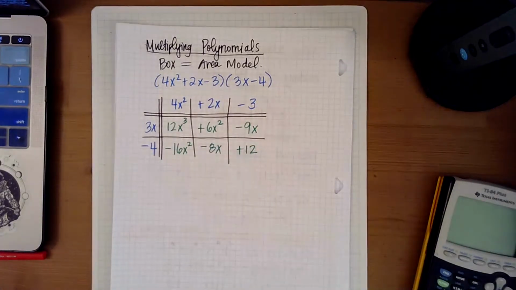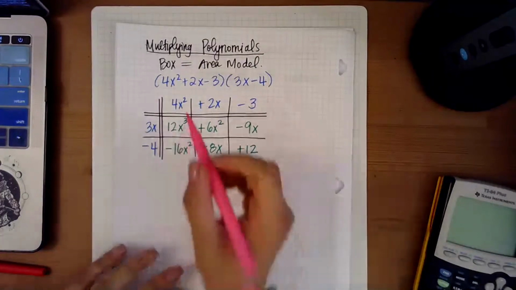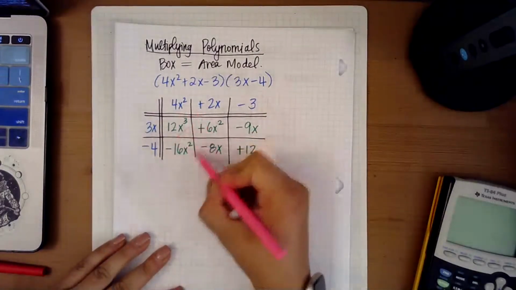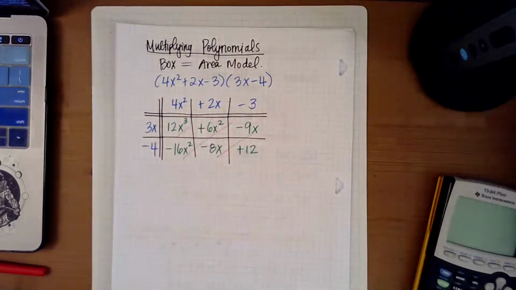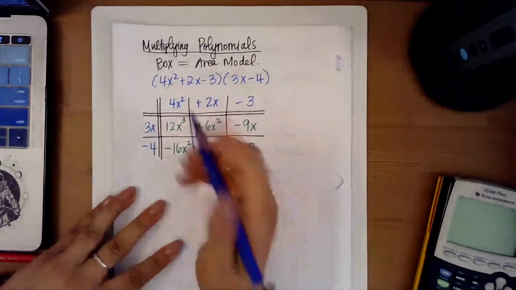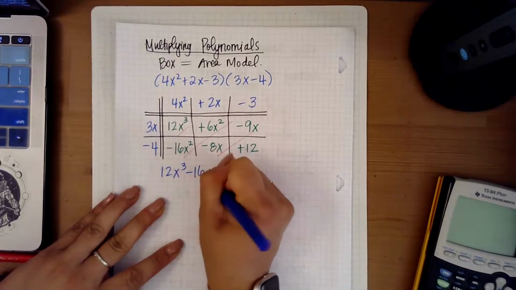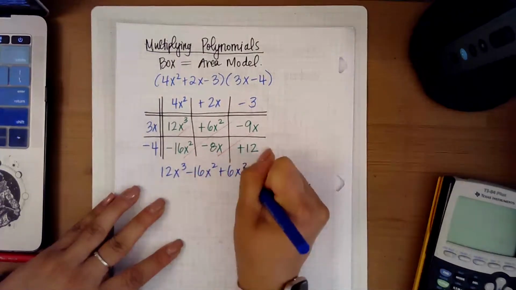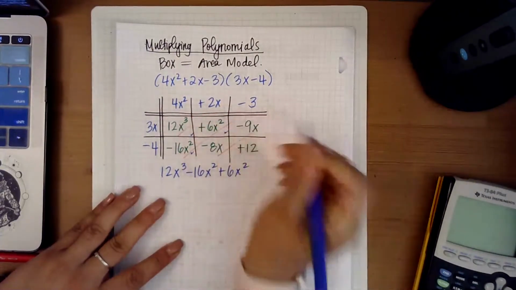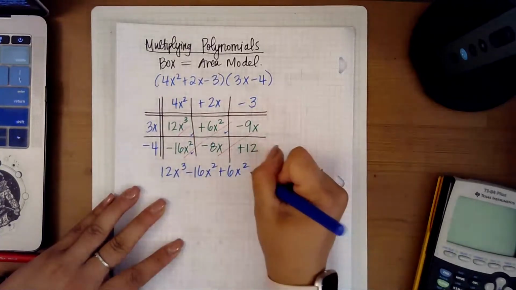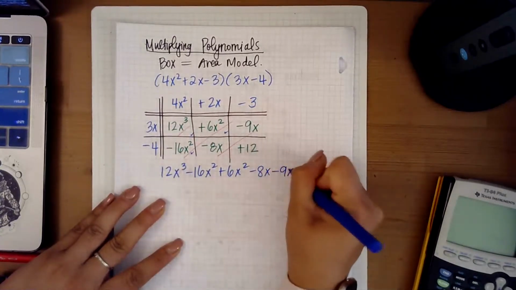Now, if you notice, all of my like terms are diagonal. See that? So now I'm going to add them. That's what we just did previously. So now I'm going to add the inside. I have 12x cubed, negative 16x squared, positive 6x squared. So again, visual little check and balance. Negative 8x, negative 9x plus 12.